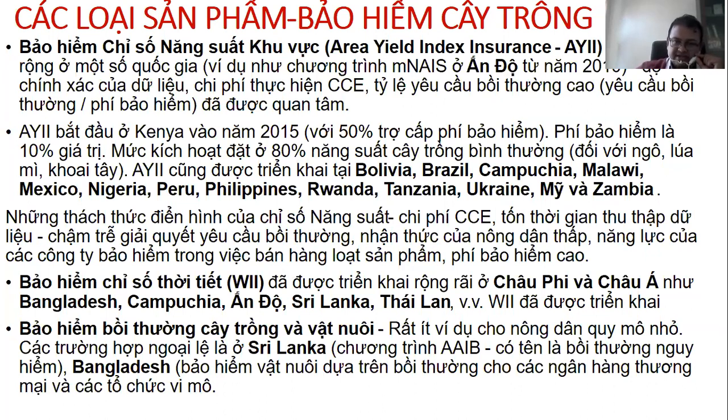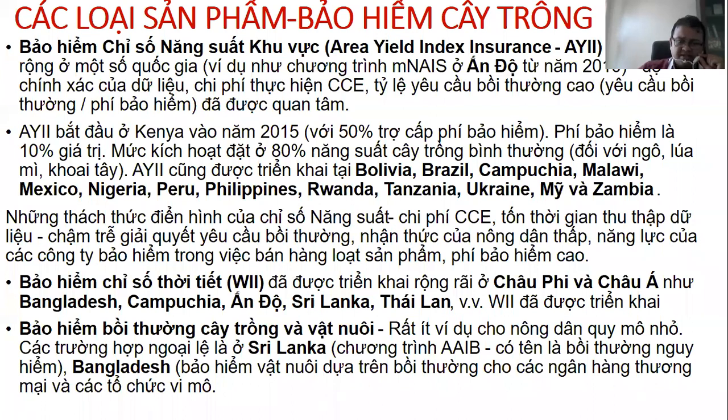With weather index, this has been implemented quite extensively across many different countries. The different examples were given from Asia, and it's also been implemented quite extensively in Africa as well. And then also the indemnity insurance, both crop and livestock.